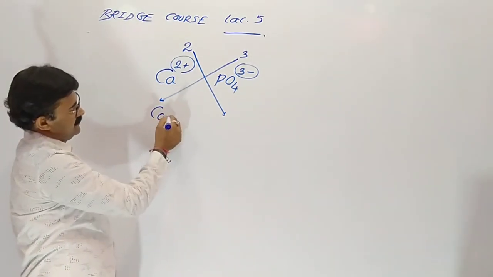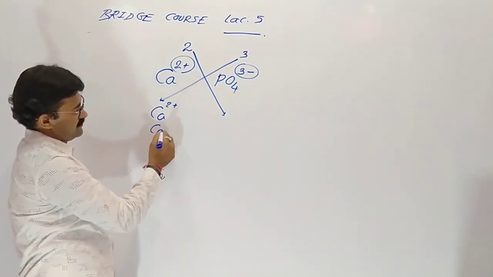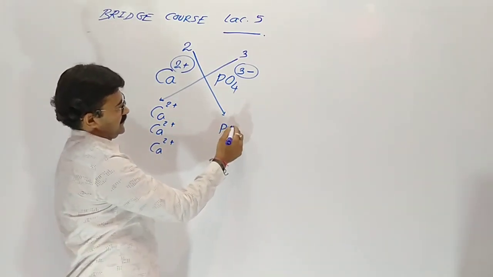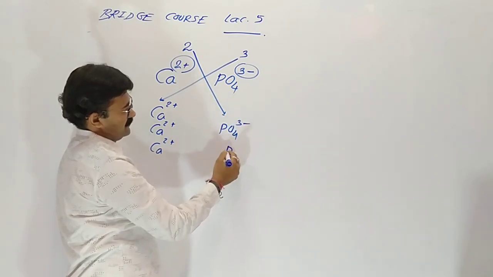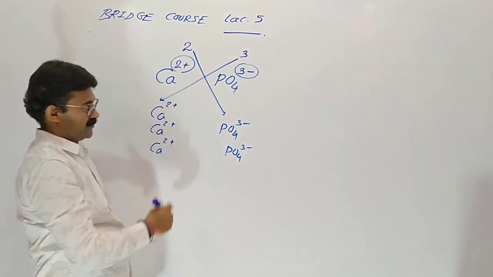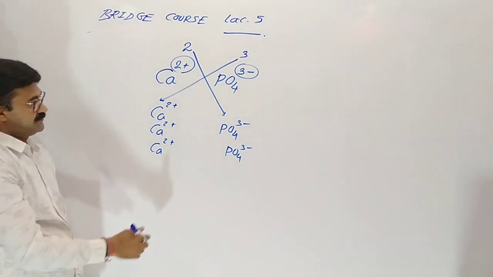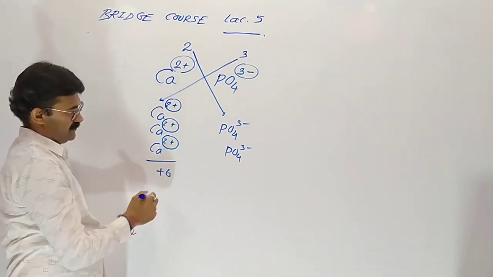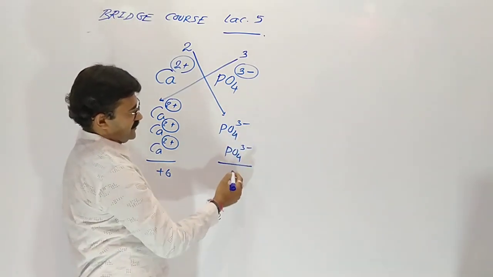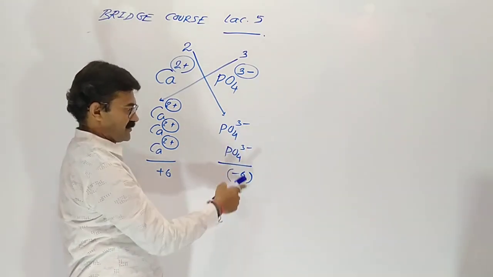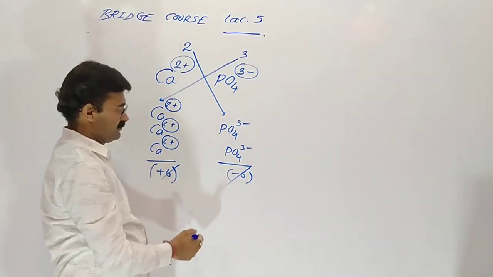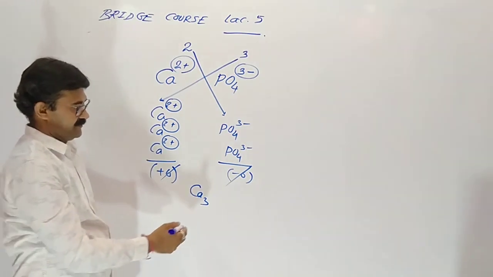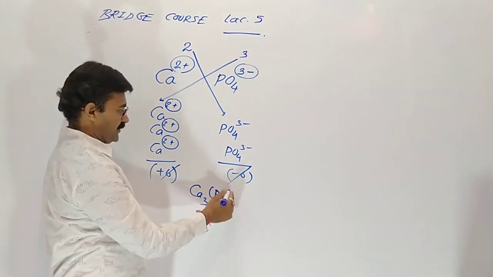So calcium 3 times and phosphate 2 times. Understood? So here plus 2, plus 2, plus 2 means plus 6. Minus 3, minus 3 means minus 6. So both will cancel. So we are taking calcium 3 times and phosphate 2 times.